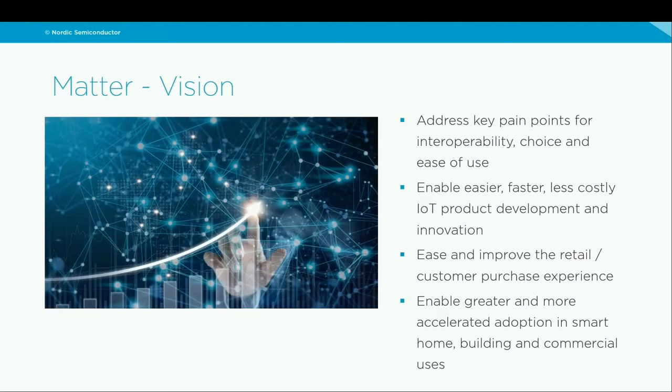Matter enables easier, faster, less costly IoT product development. It helps to keep focus on developing innovative products and accelerating paths to the market. It also helps installers to unlock additional revenue by streamlining training and installation. Matter is the IoT compatibility standard that drives category growth, simplifying the purchasing process, expanding the smart home category to more retailers, and lowering operational costs.